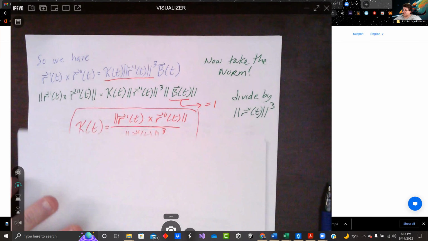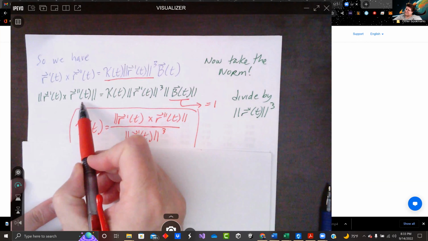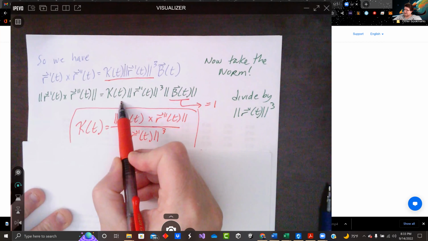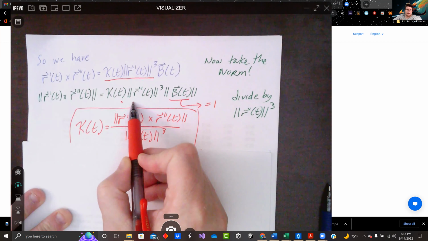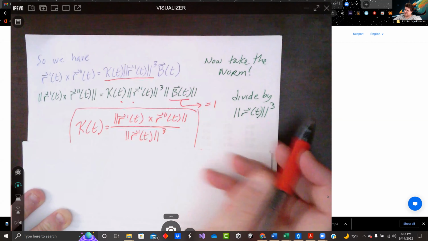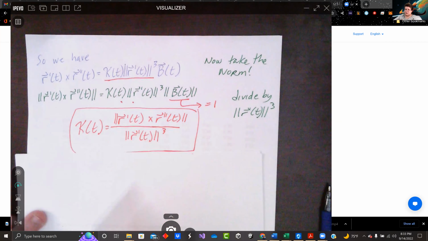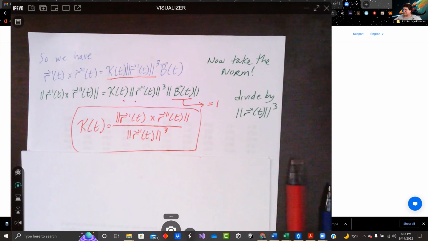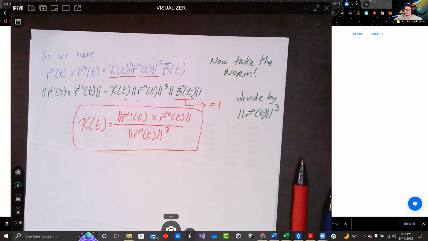So we have the magnitude of R prime of T cross R double prime of T equals kappa times the magnitude of R prime of T cubed. We divide by the magnitude of R prime of T cubed, and we get the equation we were looking for. That's the derivation. There's a lot of steps to it. There it is. Peace.